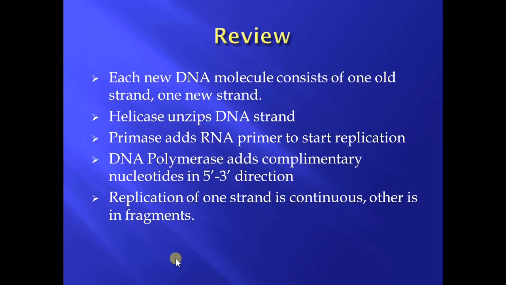So in review, each new DNA molecule consists of one old strand and one new strand, called semi-conservative. Helicase unzips the DNA strand, primase adds the RNA primer, DNA polymerase adds the complementary nucleotides, and that part's important. Complementary refers to the base pairing rules, so the complementary nucleotide to thymine is adenine, in the 5' to 3' direction. And then replication of one strand is continuous and the other is in fragments. And that's it for this video.